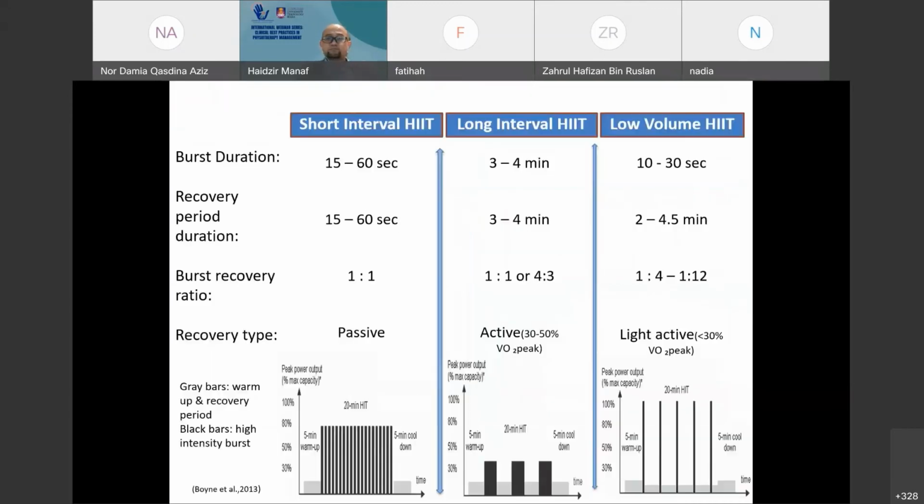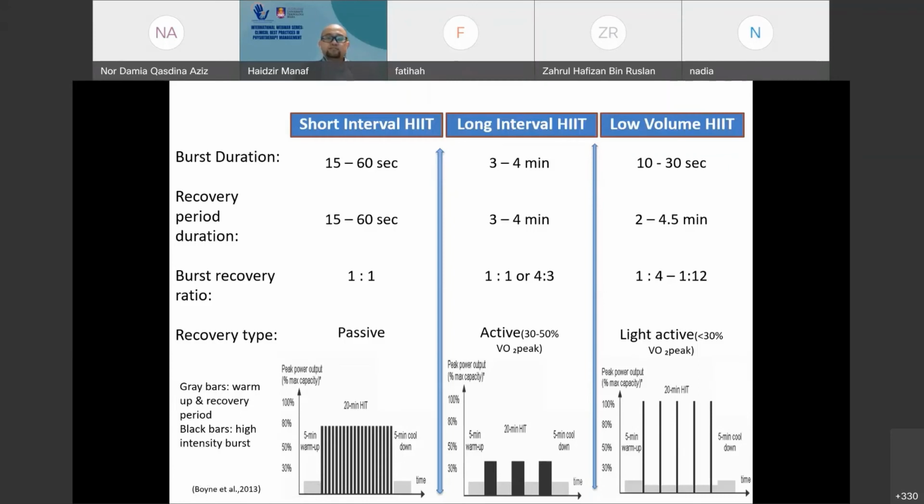So these are 3 types of HIIT for patients with stroke, but I recommend that low volume HIIT is suitable for the early stage of stroke, or for patients who would like to start aerobic exercise. The burst duration is only 10 to 30 seconds, but the recovery period is between 2 to 4 minutes, so the burst to recovery ratio is about 1 to 4. This is light active exercise, and it will cost less than 30% of your VO2 peak.